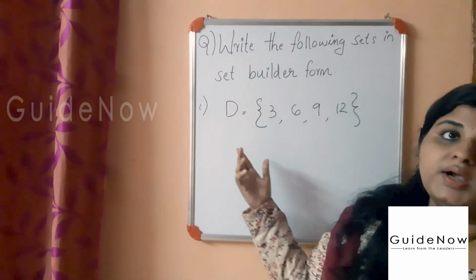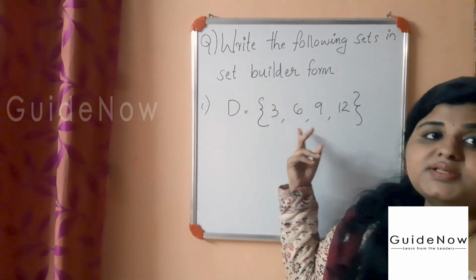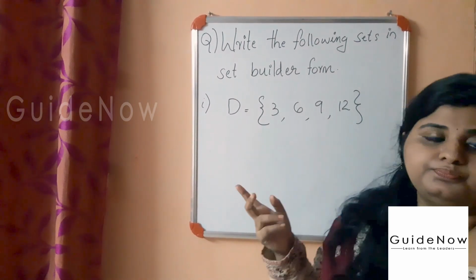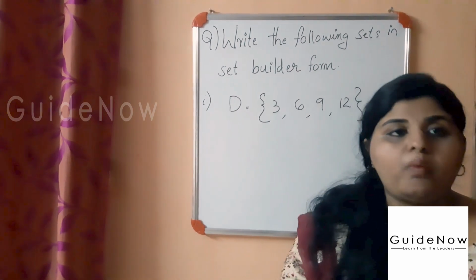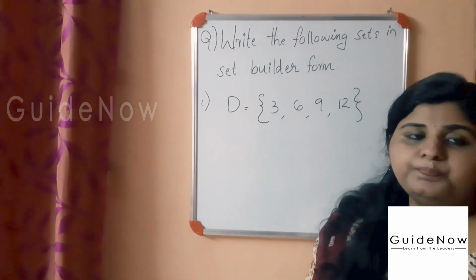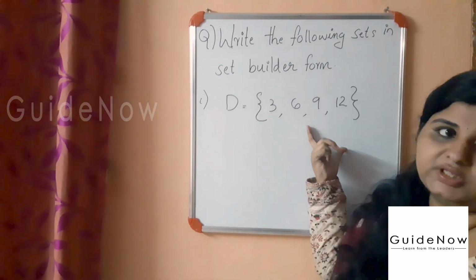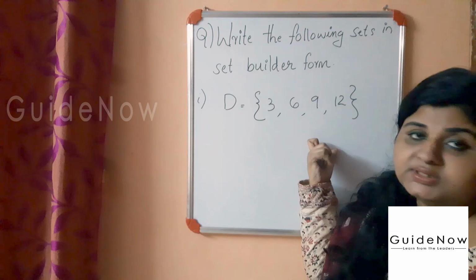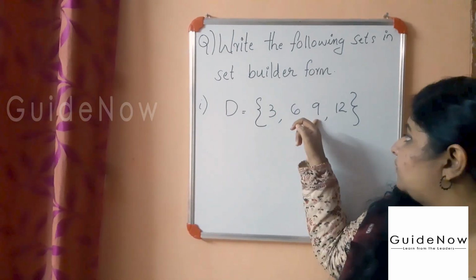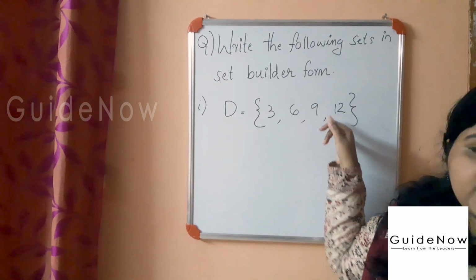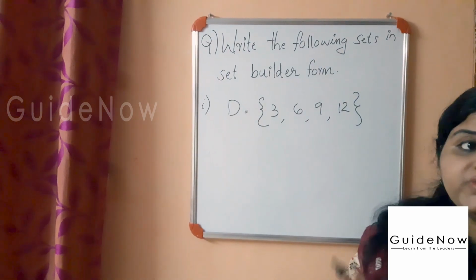Here the question is: set D is equal to 3, 6, 9, 12. What are the common properties of these four numbers? These are multiples of 3. This is 3 into 1, 3 into 2 is 6, 3 into 3 is 9, 3 into 4 is 12. That means these are multiples of 3.